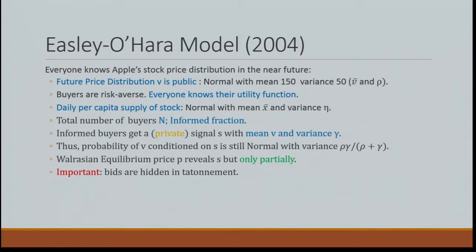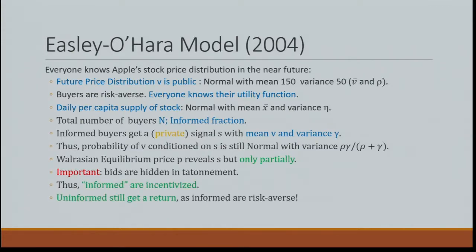Of course, I want to remind you that in this Walrasian equilibrium that you discover, it is very critical that the bids are hidden, because otherwise this partial information will become complete information for everybody. So then there's no incentive. And the uninformed also get a return. You don't want to completely throw them out of the market, because then who are you going to sell to?